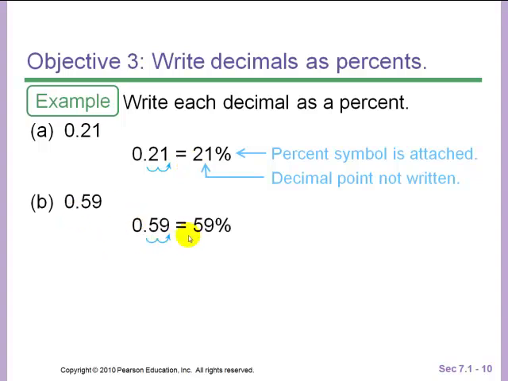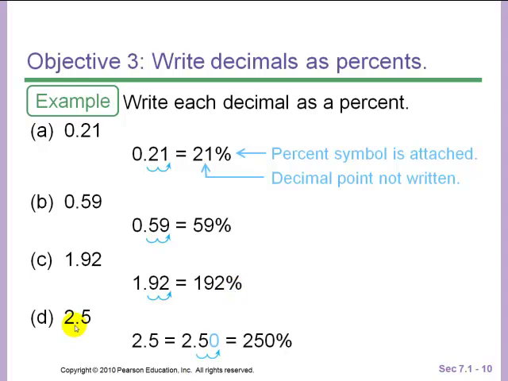0.59, move that 2 places and it's 59%. 1.92, move it 2 places and you get 192%. 2.5, move it 2 places. Notice in this case we had to have a 0 so that we had enough places. That's okay. We get 250%.